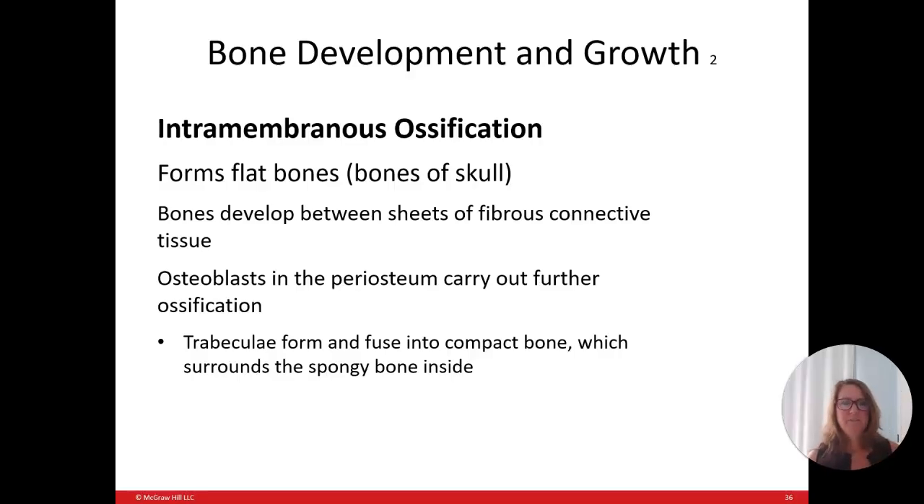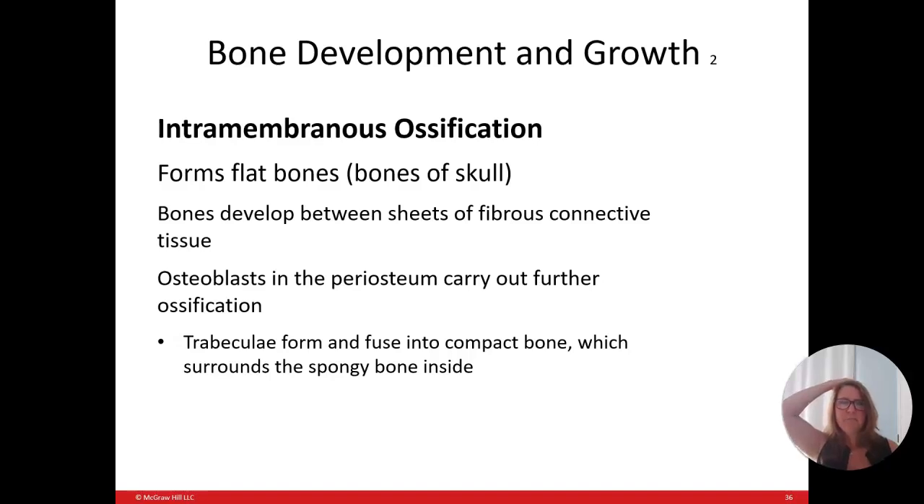Just don't overthink it. Okay. Intramembranous ossification forms the flat bones, so these bones of the skull. Okay, we didn't really go into a lot of different kinds of bones, but they are indeed flat and somewhat solid. So these are the bones that develop between sheets of fibrous connective tissue. Okay, so think about that.